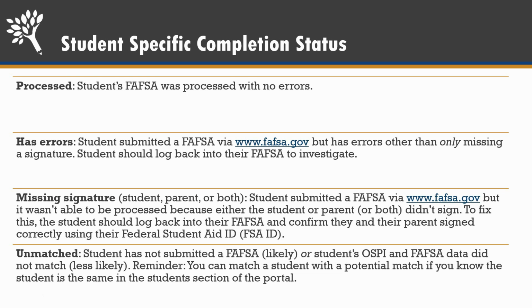If it says unmatched, then likely the student has not submitted a FAFSA. It's possible, though much less common, that the student's OSPI record and their FAFSA data did not match. If you think that this is the case, then you can get in touch with WSAC staff at FAFSA@wsac.wa.gov and we'll help you troubleshoot.